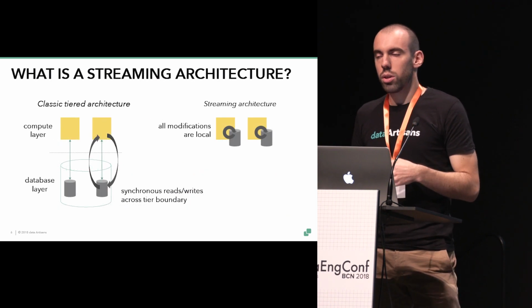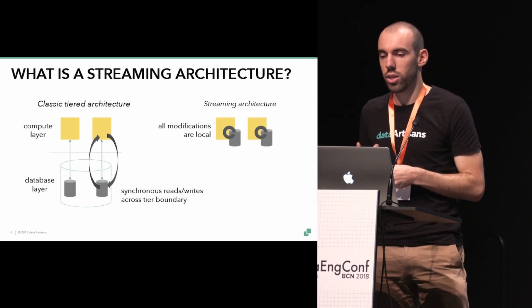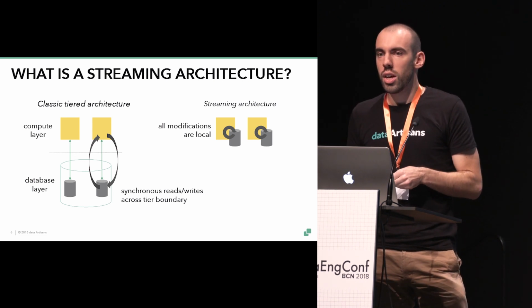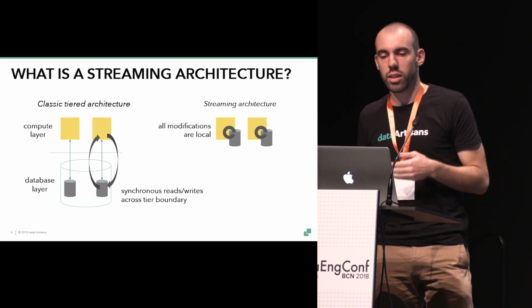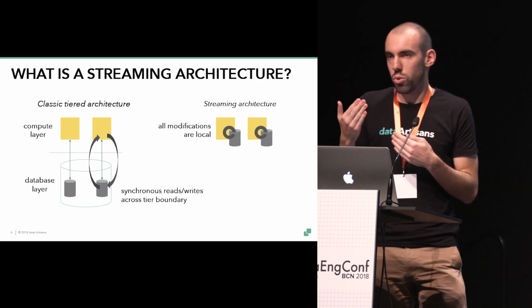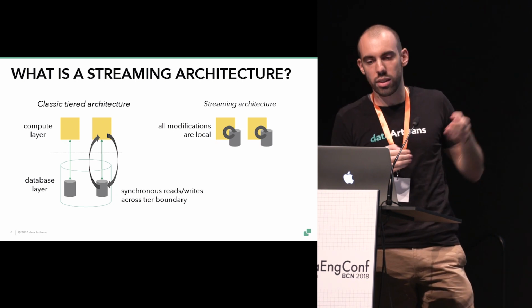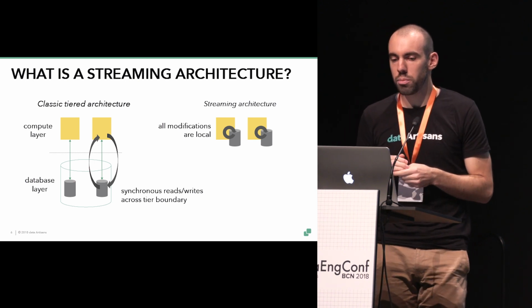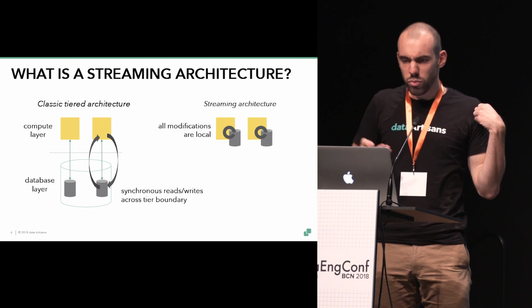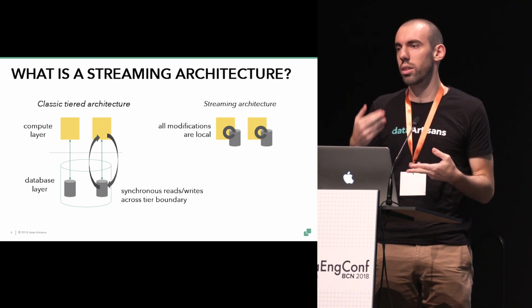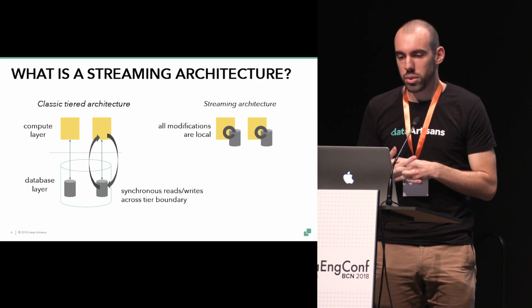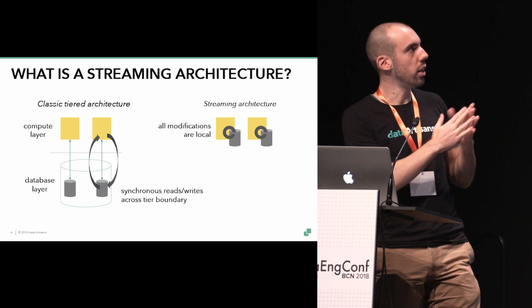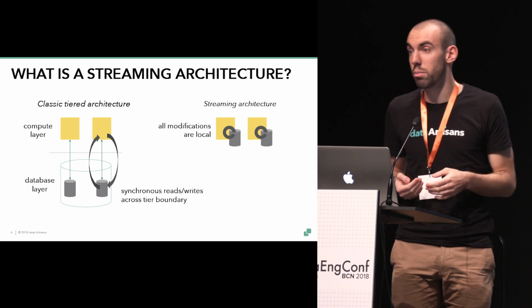So if we look at what a stream processing architecture actually is, we compare ourselves to the classical tiered architecture. I think most of you know this already: a classical tiered architecture is usually split into two layers. You have a compute layer with stateless servers, like web servers, and then a database layer where you store your data and perform reads and writes. This introduces latency, and at some point throughput problems, especially if you want to scale out the compute layer. You always have to keep in mind how to scale out your database layer as well.